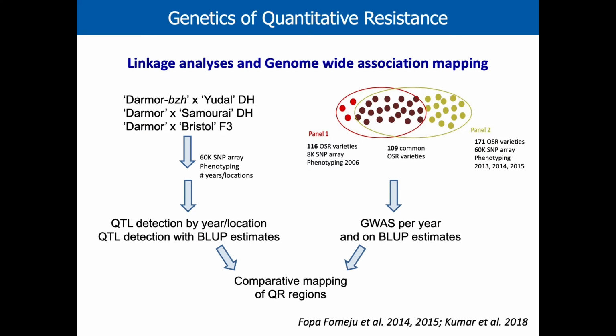In order to have a more complete view of QTL regions and alleles in winter oilseed rape, we initiated genome-wide analysis studies on different panels of winter oilseed rape. We enriched genotyping data on biparental populations and panels using the 60K SNP array. QTL detection was performed per year, or on BLUP estimates that gave a phenotypic estimate over years.